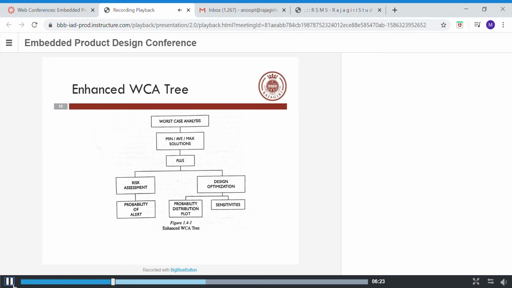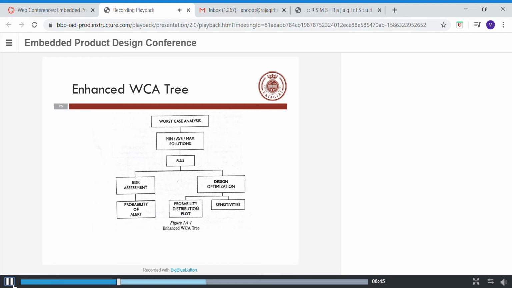We will get the minimum, average, and maximum, and then we will see if these minimum, average, and maximum values go out of the maximum and minimum limits of your particular specification. Now, when it comes to plus, you have two things which are going to be done. One is your risk assessment, the other one is your design optimization.